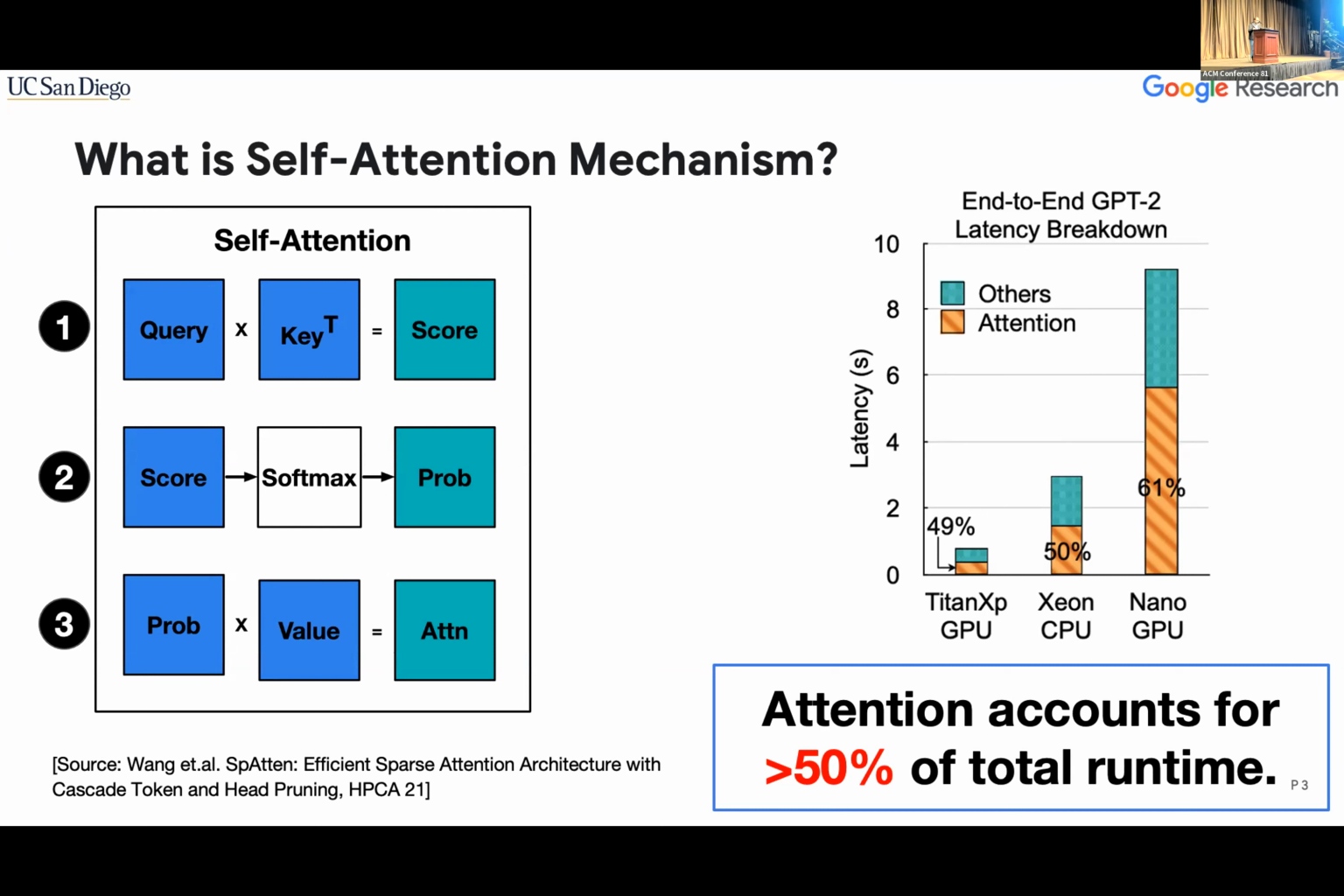Then, in the second step, we pass the results of the score matrix through a softmax operation. Softmax normalizes the scores so they are all positive and add up to one, basically converting the scores to a probability vector.